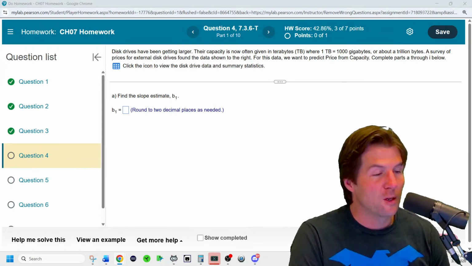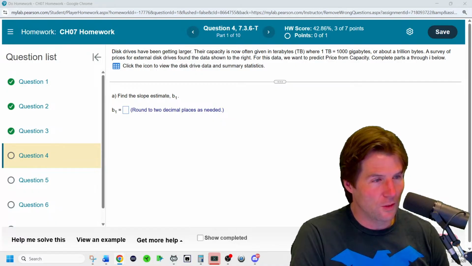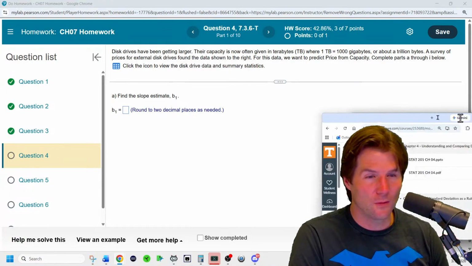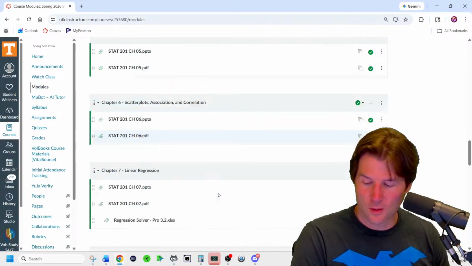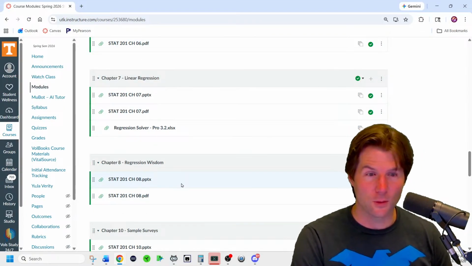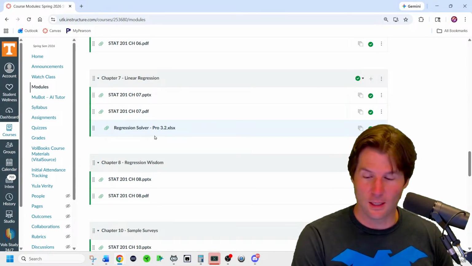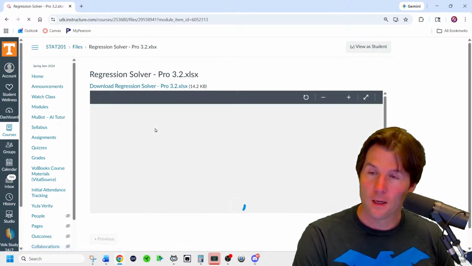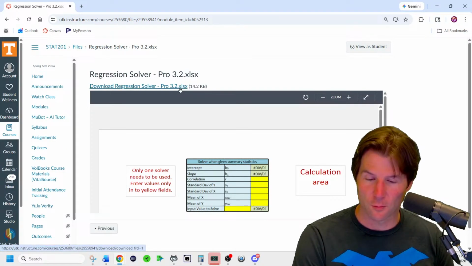Good to see you. So we are going to use this, which is on our page right here. We've got the Regression Solver Pro, found under the modules. All you do is click in here to Regression Solver Pro and then download it. And we're going to open up the Regression Solver Pro. I made this a while ago. Got to call everything Pro. And we're going to edit it. So here we go.